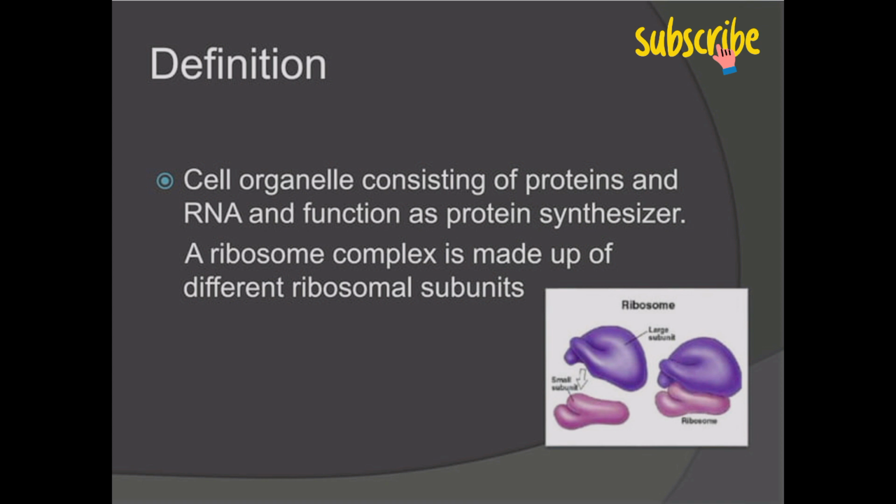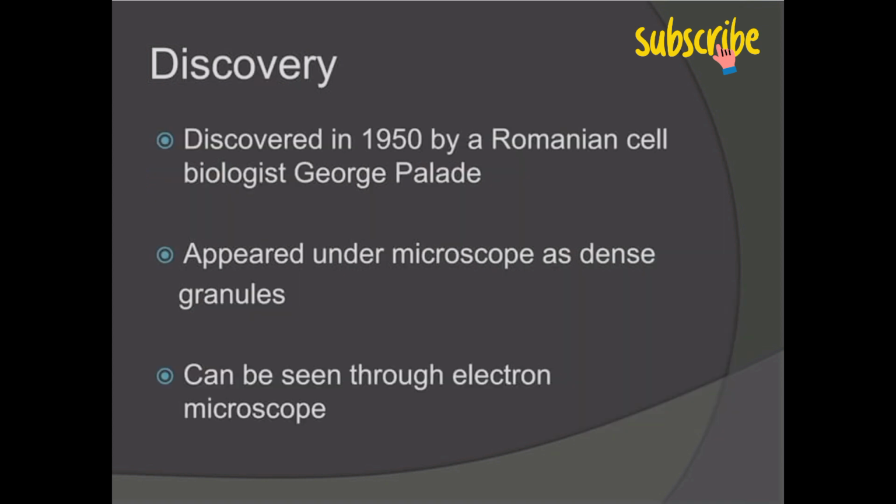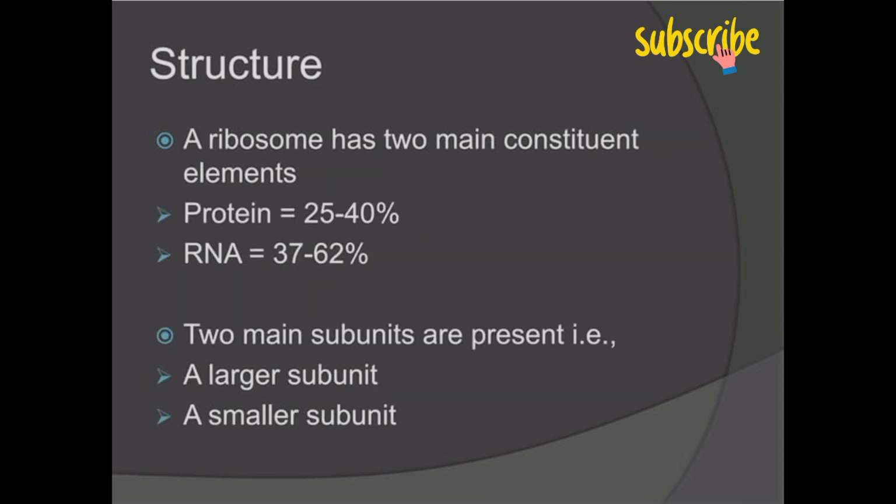Or we can also define the ribosome as a ribonucleoprotein particle. A ribosome complex is made up of different ribosomal subunits. It was discovered in 1950 to 1955 by a Romanian cell biologist, George Palade. Under the microscope, it appears as a dense granule that can be seen through the electron microscope.